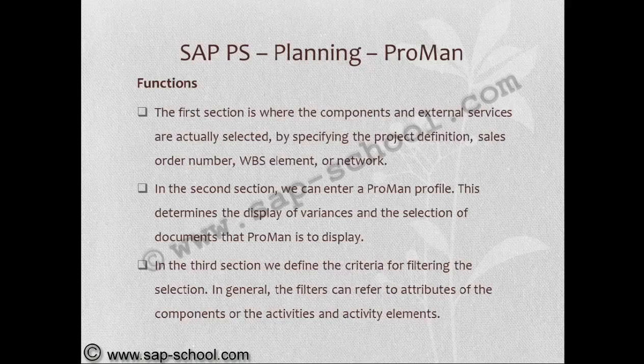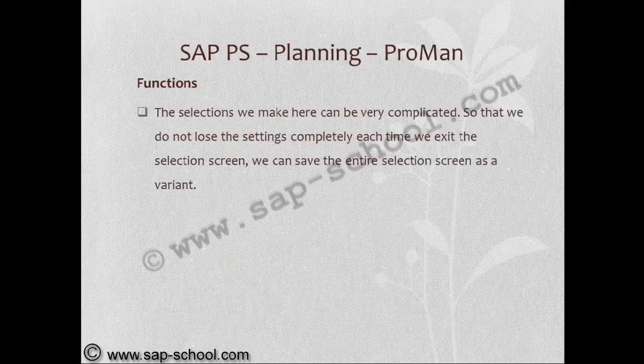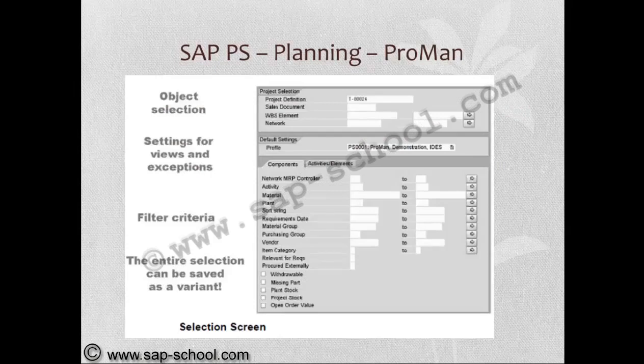In general, the filters can refer to attributes of the components or the activities and activity elements. The selections we make here can be very complicated, so that we do not lose the settings completely, each time we exit the selection screen, we can save the entire selection screen as a variant. So we can see the selection screen for Proman. First of all, we select the object, second, settings for views and exceptions, then filter criteria, then finally we save it as a variant.